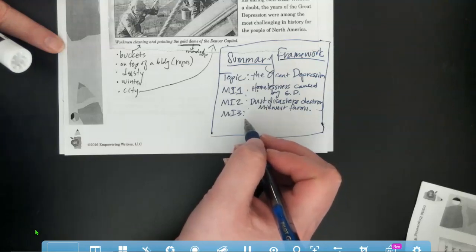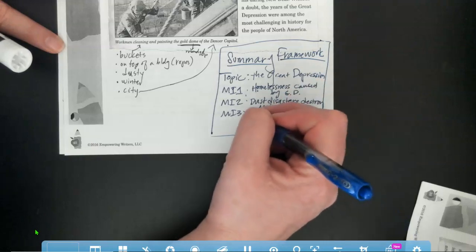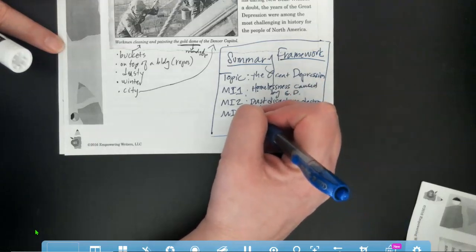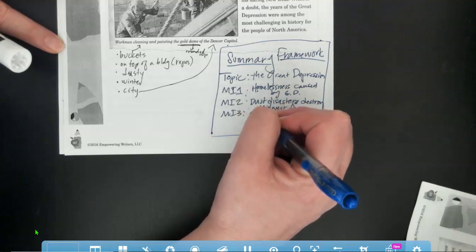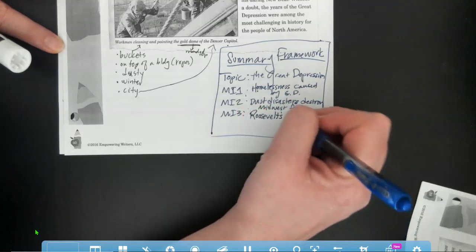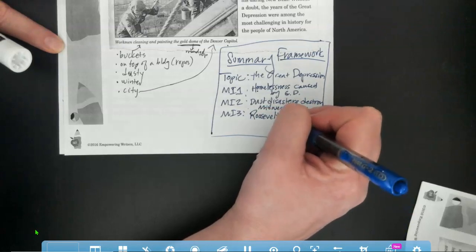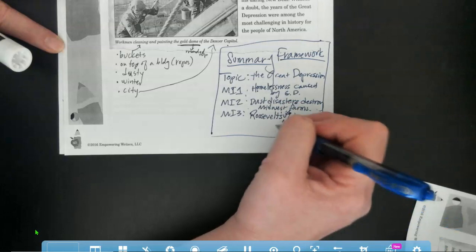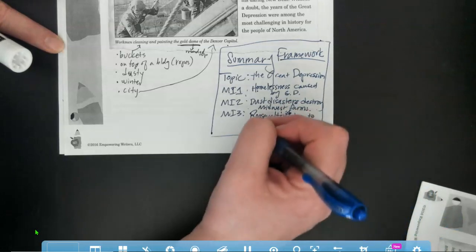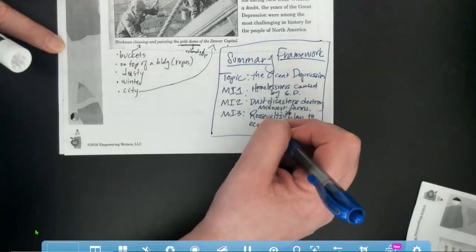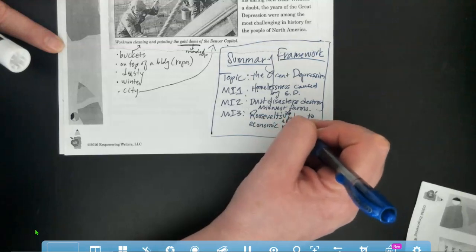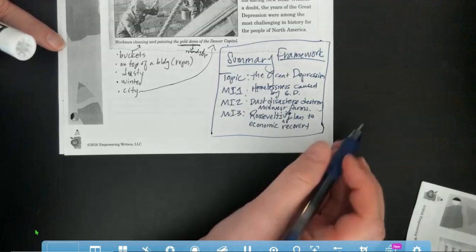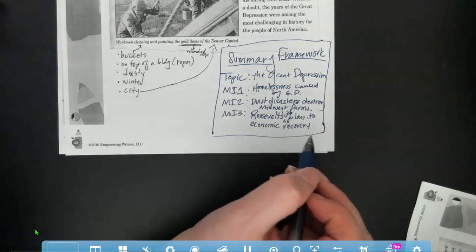This is the one you guys did on your own. So I'm going to go with, Keziah, what was yours again? Roosevelt's plan. I'm going to include the word job, because that's what it was really all about. Roosevelt's job plan to economic recovery. 6 words, but that's tiny.